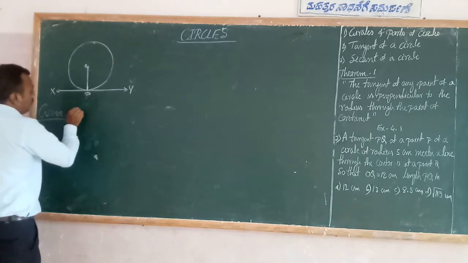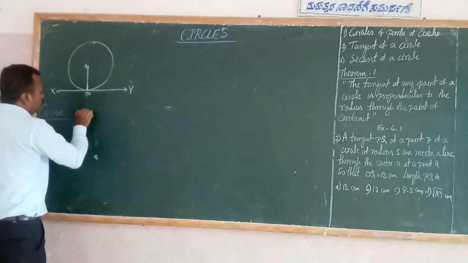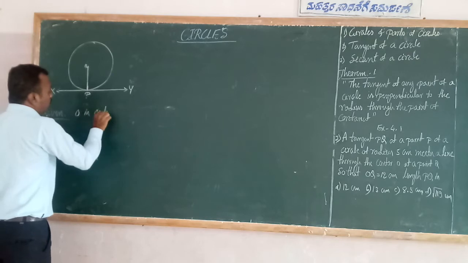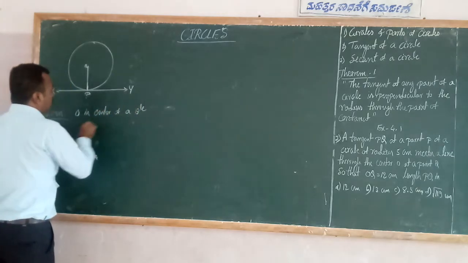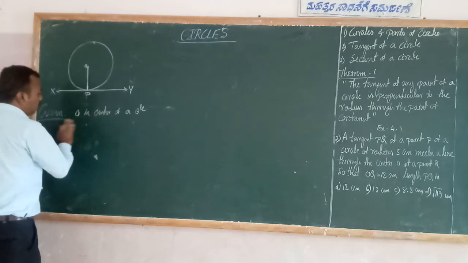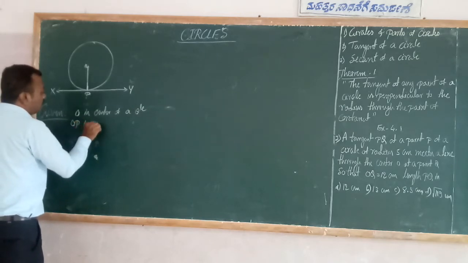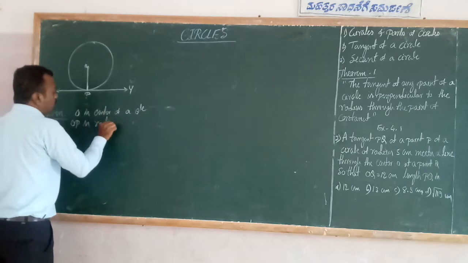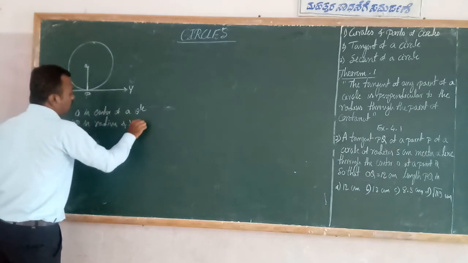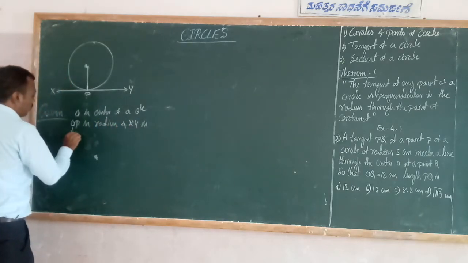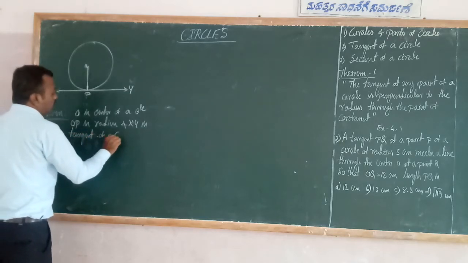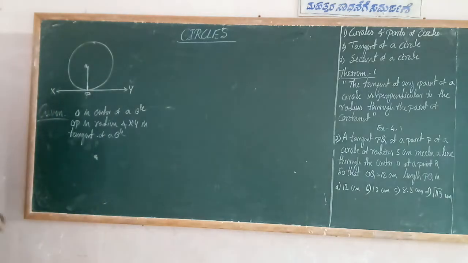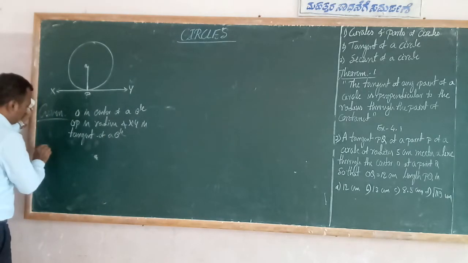Very simple, students. O is the center of a circle. OP is a radius and XY is a tangent of the circle. Okay. So next, students, we have to prove it.